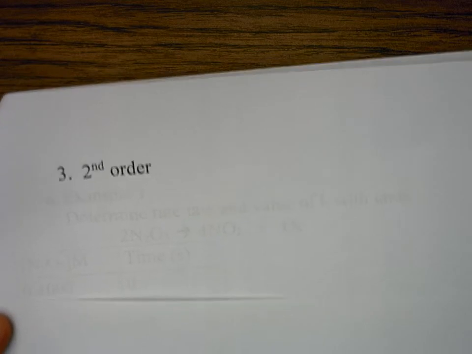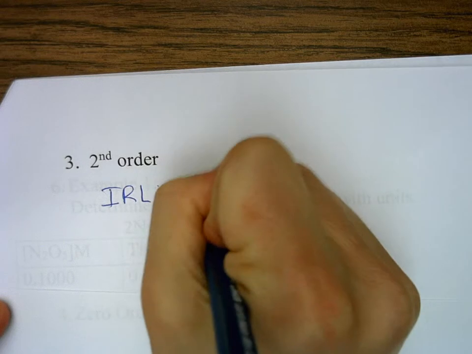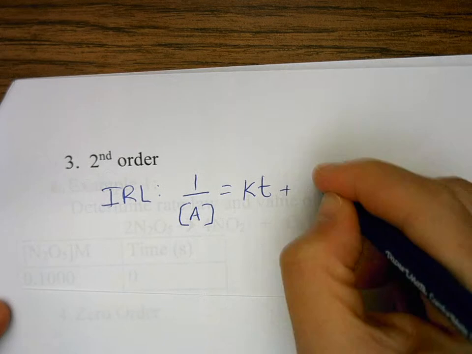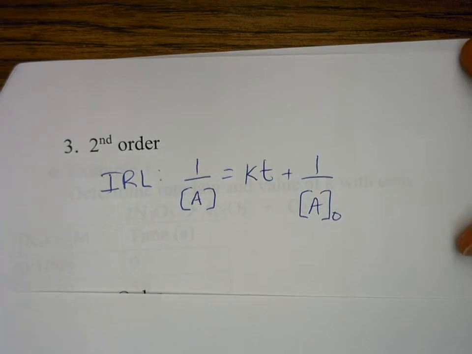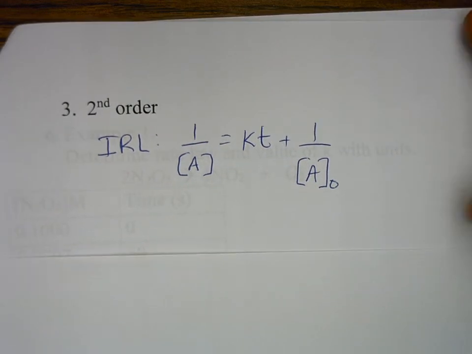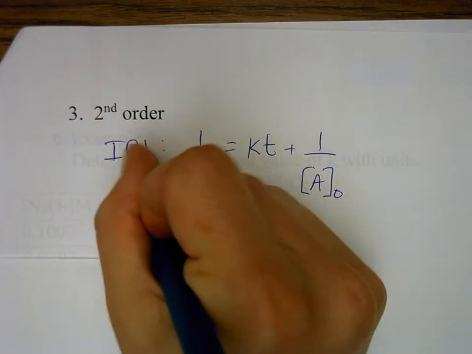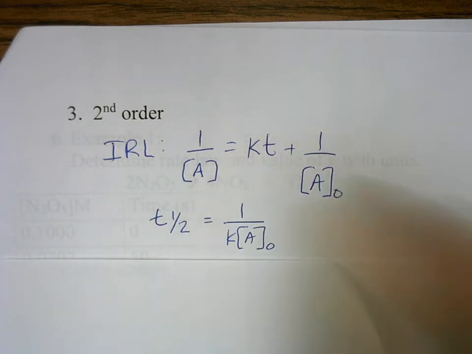Okay, second order reaction. The integrated rate law equation is 1 over the concentration of A equals the rate constant times time plus 1 over the initial concentration of A. On all the integrated rate law problems, you only have one reactant, so whatever that one reactant is gets plugged in for A. The half-life is 1 over the rate constant times the initial concentration.